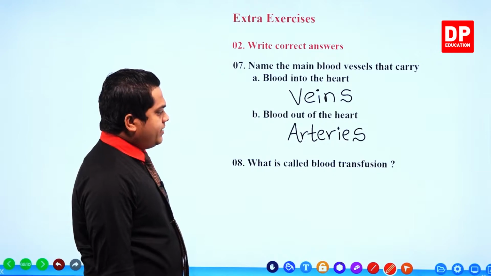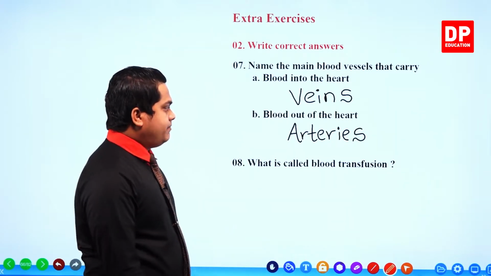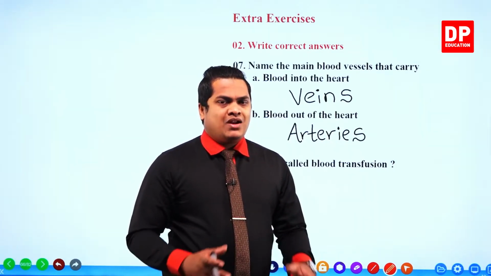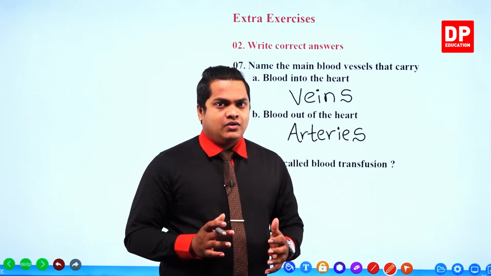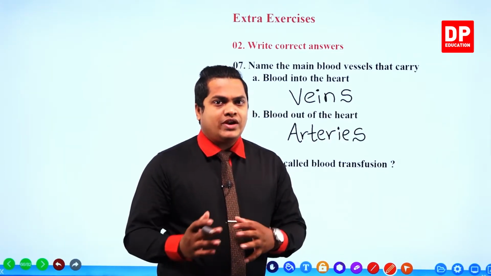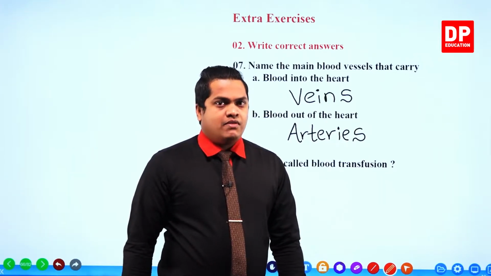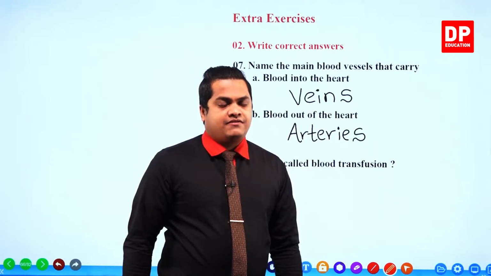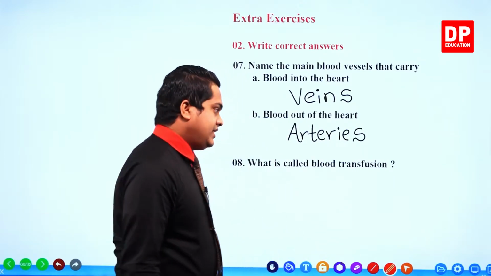What is called blood transfusion? Blood transfusion means transfer of blood from one person to another person. Transferring of blood from one person to another person is referred to as blood transfusion. So we can write the answer.